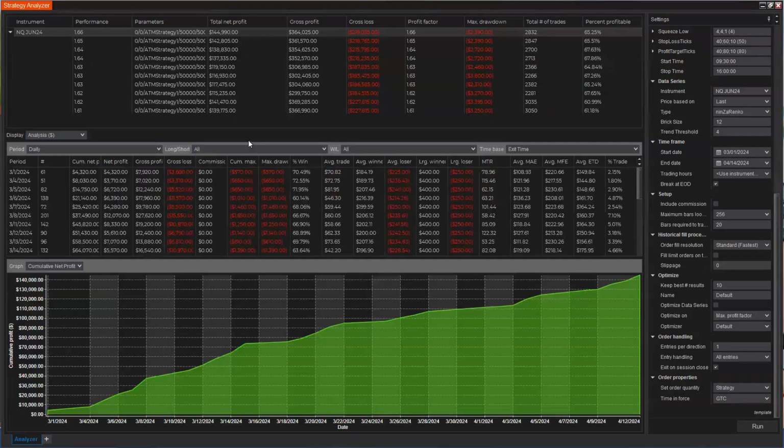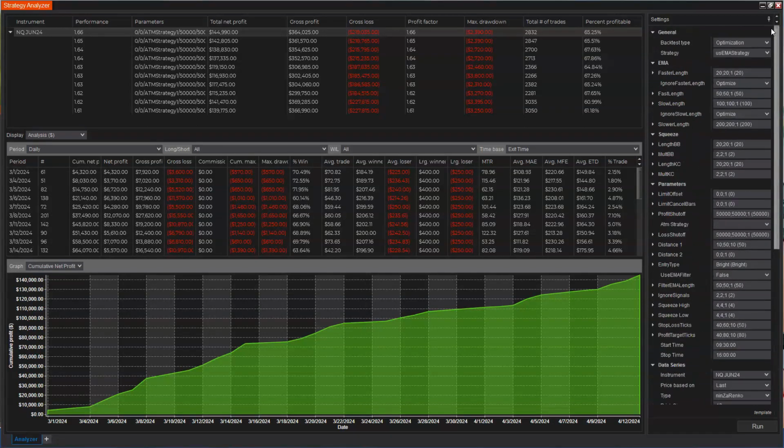So this is what it looks like for every day, right? So I don't know if it's true or not. I don't know if anybody here has used the strategy analyzer previously, especially with Ninja Renko. If you have, let me know what your experience is. But this looks pretty promising.